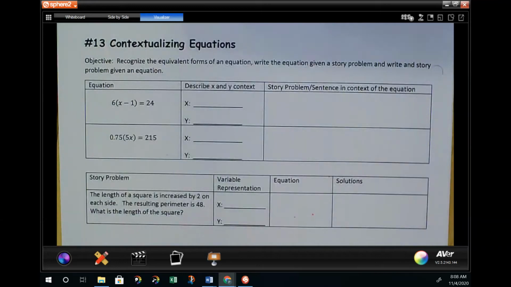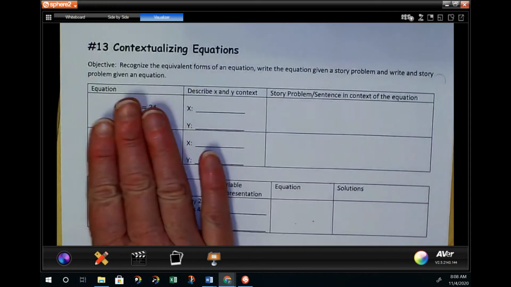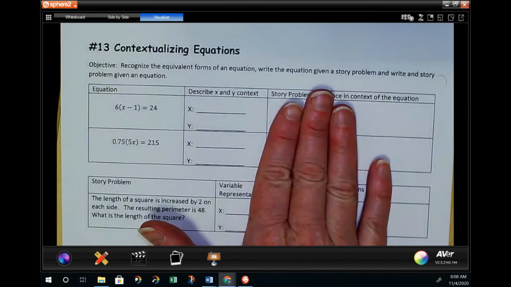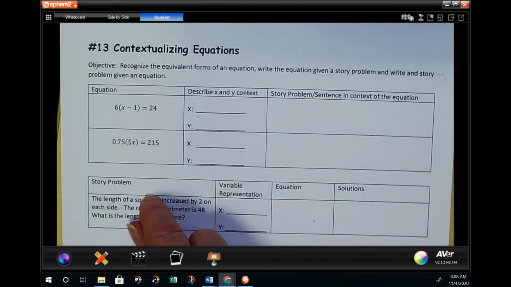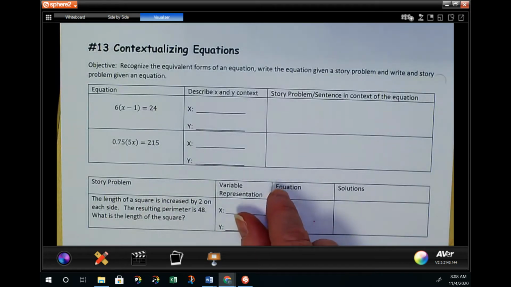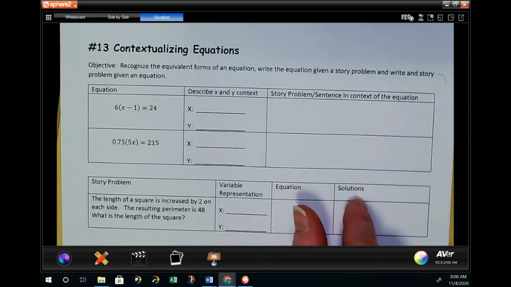Okay, so this is contextualizing equations. You're going to have a story problem and an equation, and then we're going to write a story problem over here. Here, I give you a story problem, and then we're going to decontextualize because you're going to write the equation, and then you're going to find the solution, which is basically solve.